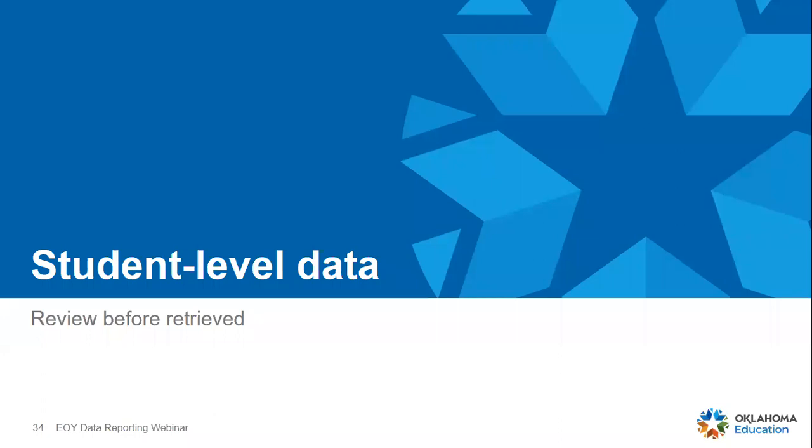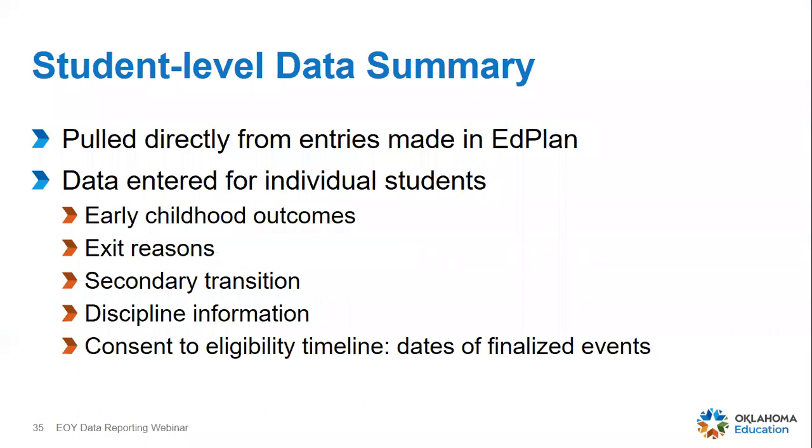Okay, student level data. So we pull this directly from entries made in Ed Plan. It might be from the IEP process page, it might be from the discipline page, exit reasons. There are 5 things that we pull. One of them we don't use for reports yet, but we're hoping to eventually get there. The data we pull: early childhood outcomes, exit reasons and dates, secondary transition information, discipline information, and then we pull consent to eligibility timelines to validate the data that you provide us. Okay. And we have reports for all of those. So we'll show you where to access those in a minute.